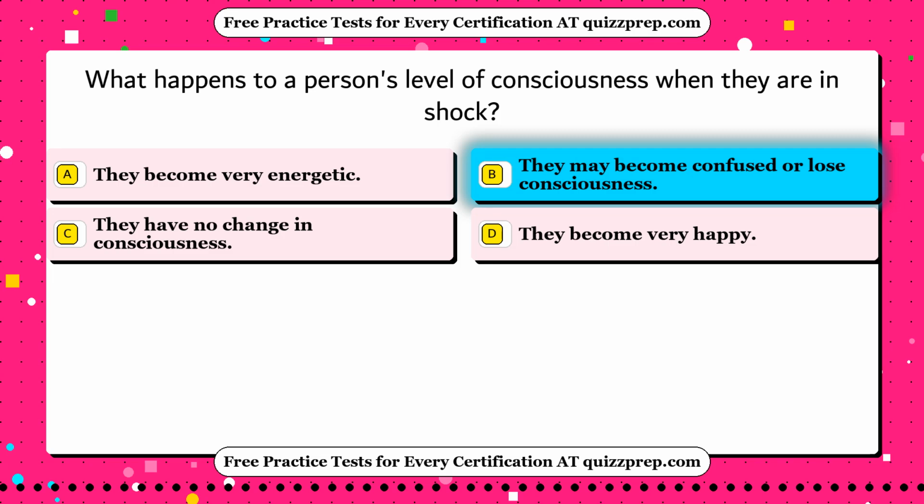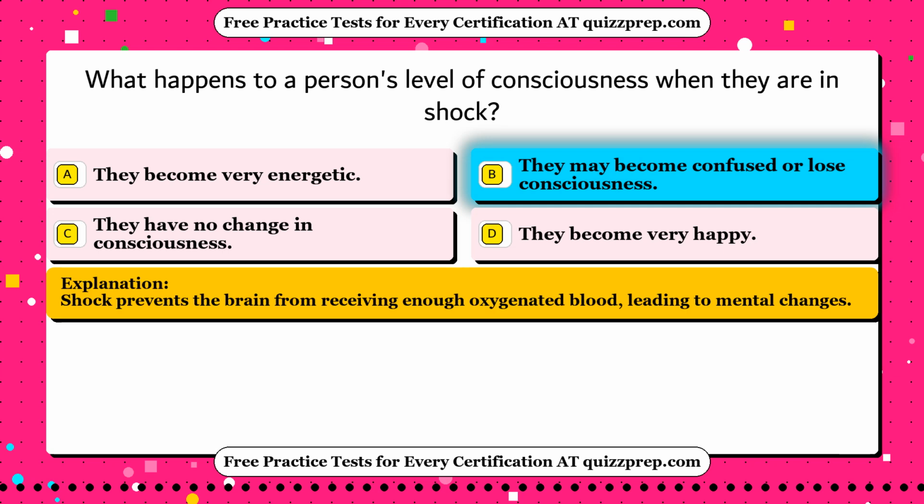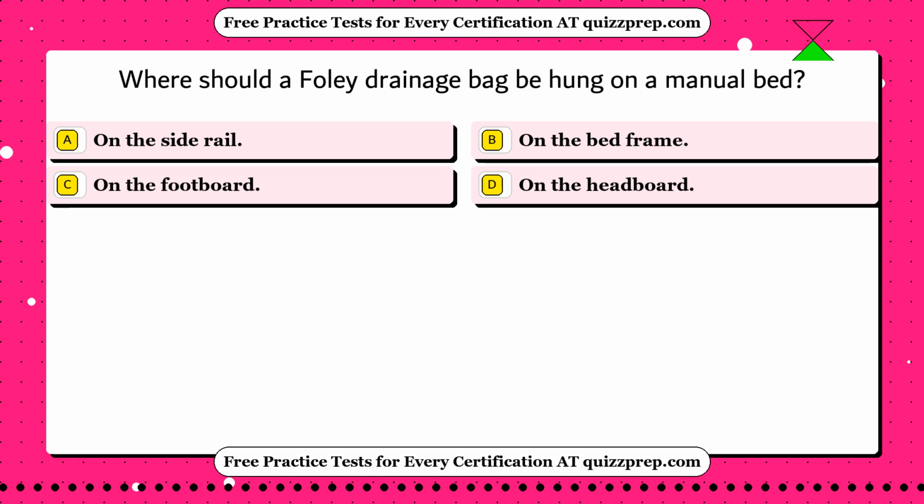The correct answer is option B, they may become confused or lose consciousness. Shock prevents the brain from receiving enough oxygenated blood, leading to mental changes. Question 103. Where should a Foley drainage bag be hung on a manual bed?